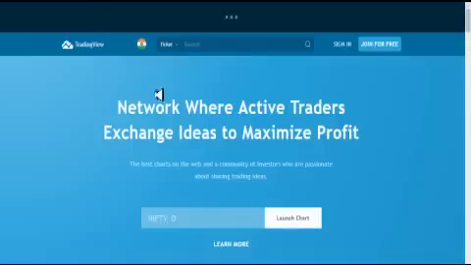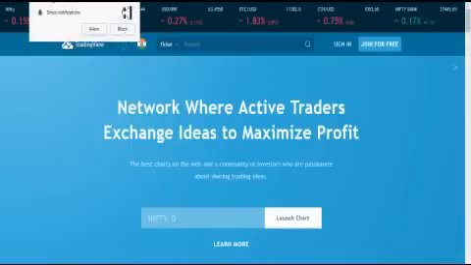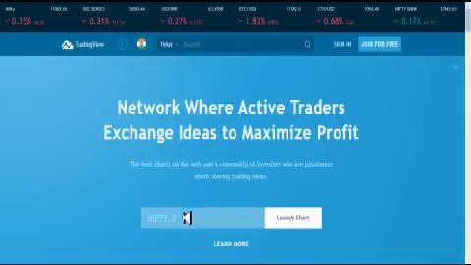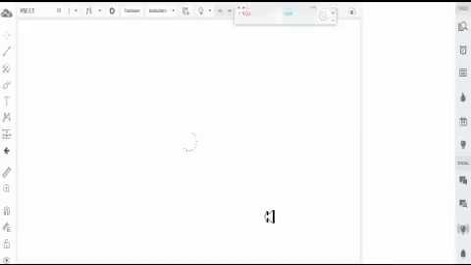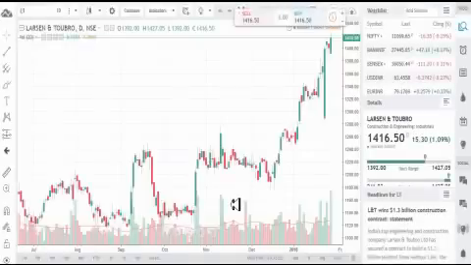Enter. And there the website is open. You can type the name or the symbol here. Let's say LT. Okay, Larsen and Toubro. So we'll open this and the chart is open here.